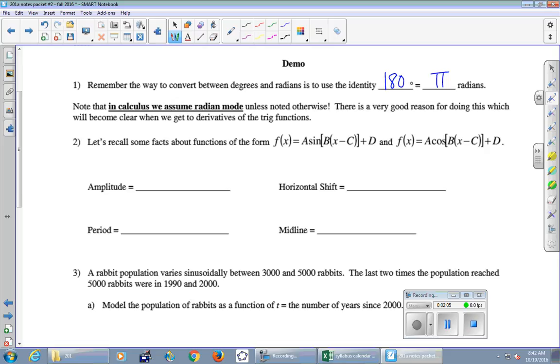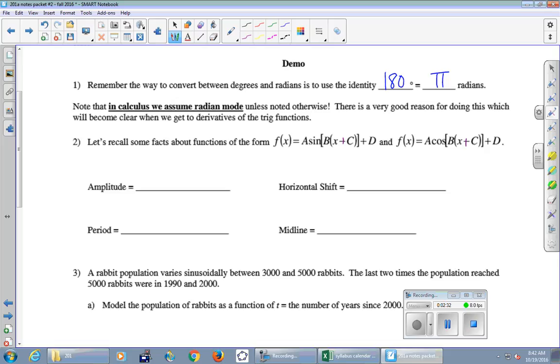Okay, number 2, let's recall some facts about functions of this form. I'm actually going to make a small change here. See that x minus c, can you make it a plus? Same thing in the other equation. Let's make them both pluses. Okay, so we've got these two big functions, a sine of b(x + c) plus d, and then the same thing with cosine. We're going to call them both sinusoidal functions, even though one of them is cosine.